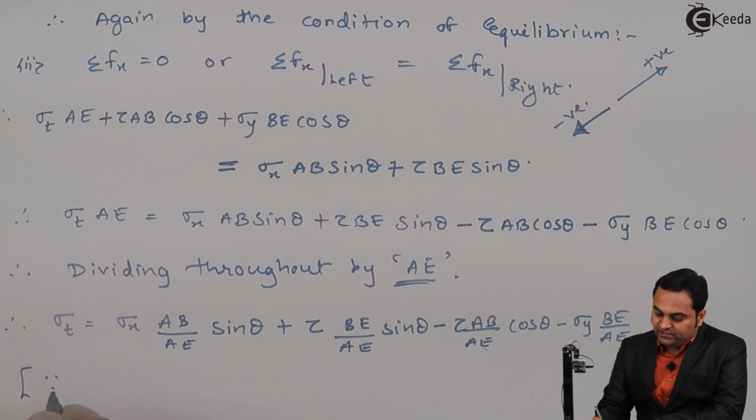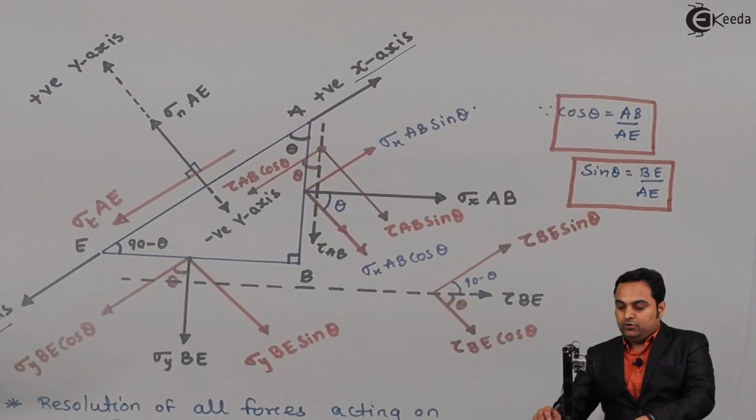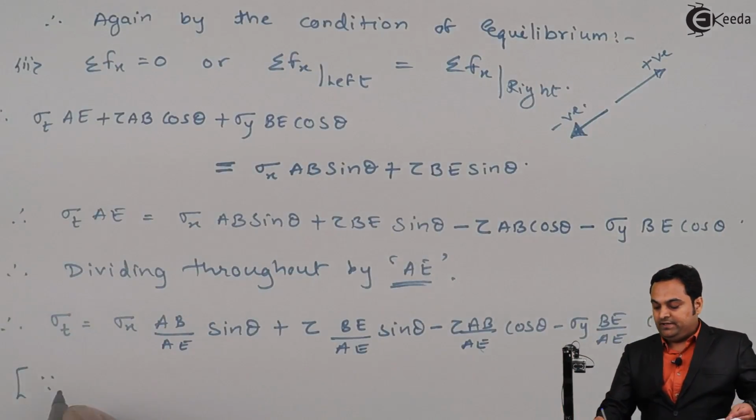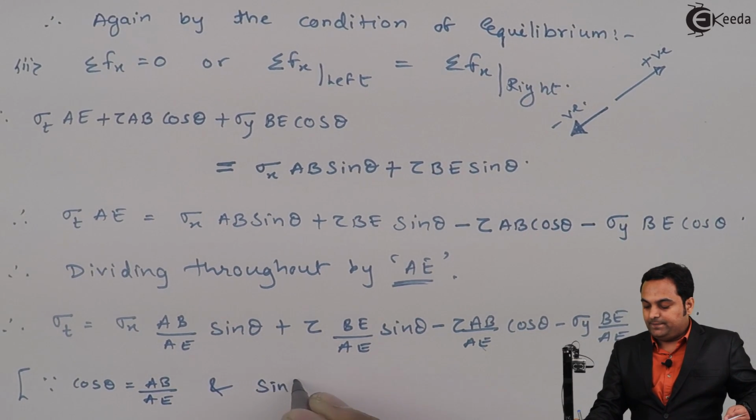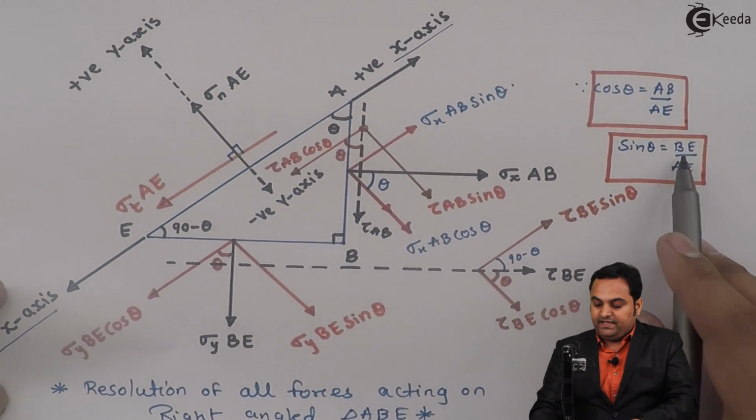Now previously we have seen that cos theta is AB upon AE and sin theta is BE upon AE.